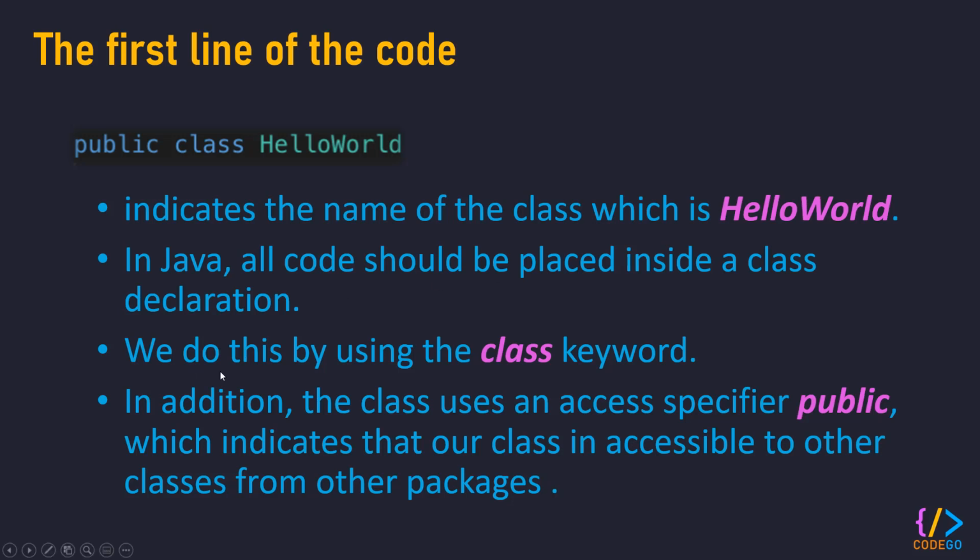So we do this by using the class keyword. In order for us to create a class, we are going to use the class keyword. We need to think of it as a default keyword if you are going to create a class name. In addition, the class uses an access specifier public, which indicates that our class is accessible to other classes from other packages. The public keyword describes what kind of class we created.